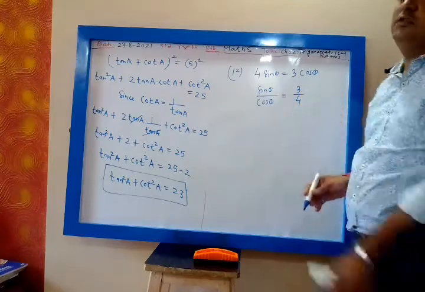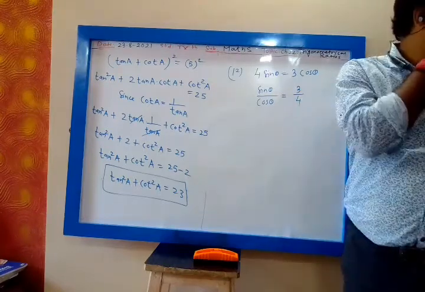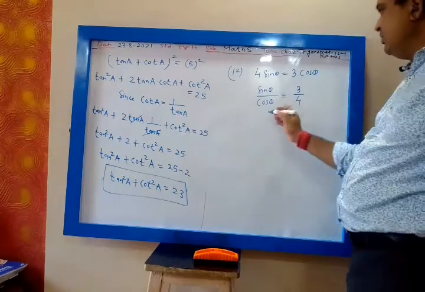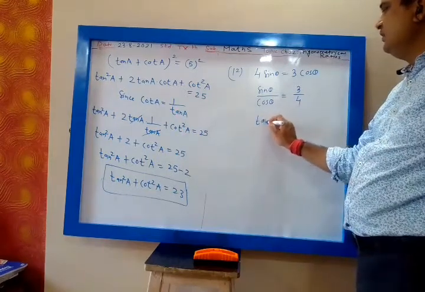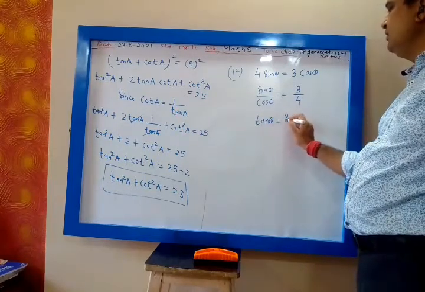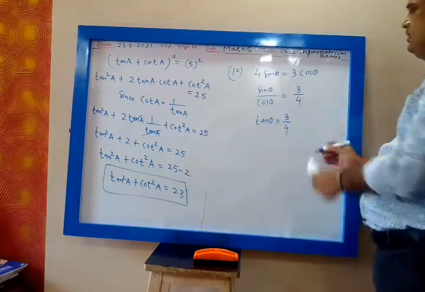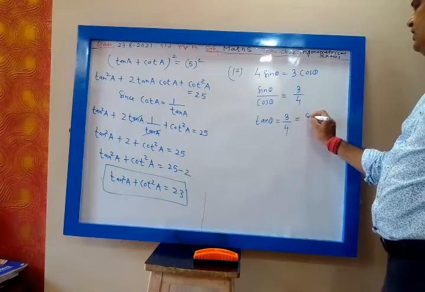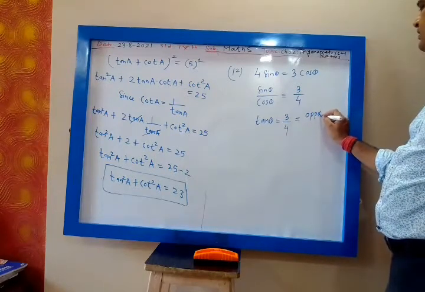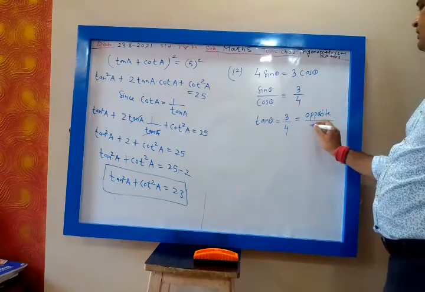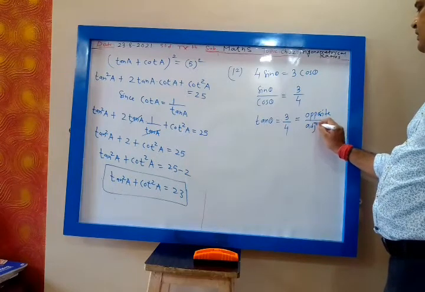What is sin theta upon cos theta? Sin theta upon cos theta is tan theta. So tan theta is equal to 3 by 4. Is it clear? But what is tan theta? Tan theta is opposite upon adjacent.